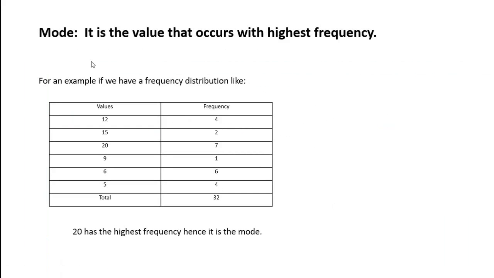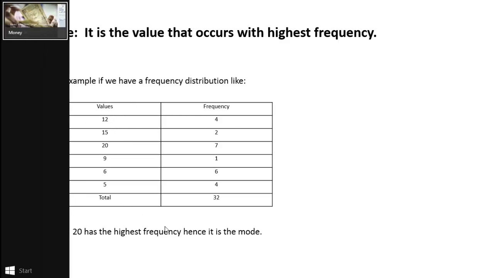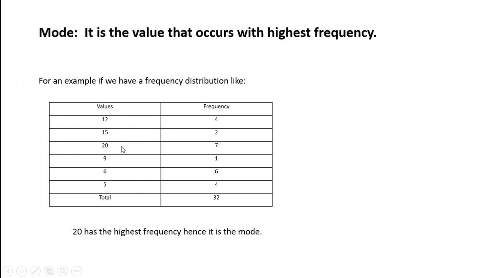Mode. It is a value that occurs with the highest frequency. If you have a set of observations like this, where we have values on one side with the corresponding frequencies, see here the value 20 has the highest frequency 7, hence it is the mode. This is the case if we have a simple frequency distribution.